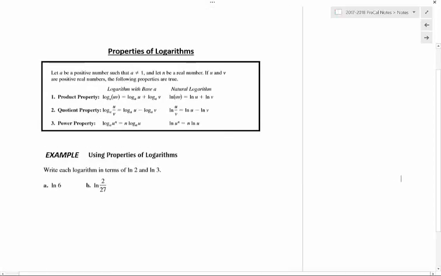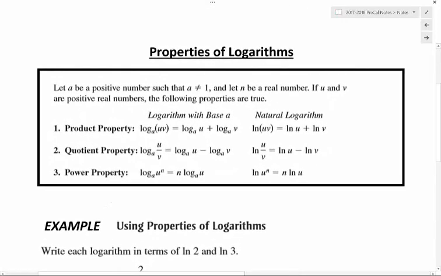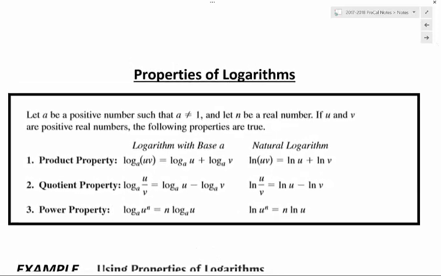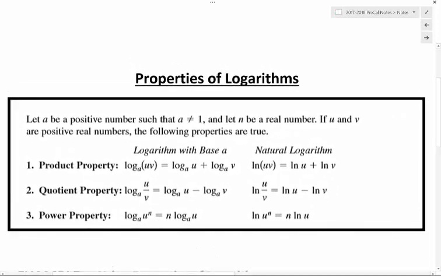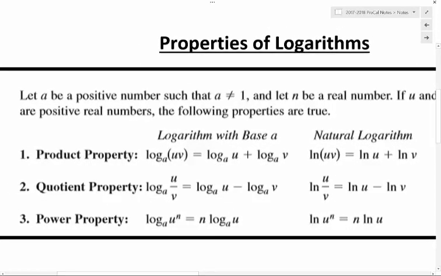So some properties of logarithms. These are very important. Product, quotient, and power property. I talked about the power property briefly in the last lesson, but let a be a positive number such that a does not equal 1, and let n be a real number, and if u and v are positive real numbers, then these properties are true. The product property basically says if I have the log base a of two numbers that are multiplied together, then I can rewrite them as log base a of u plus log base a of v.